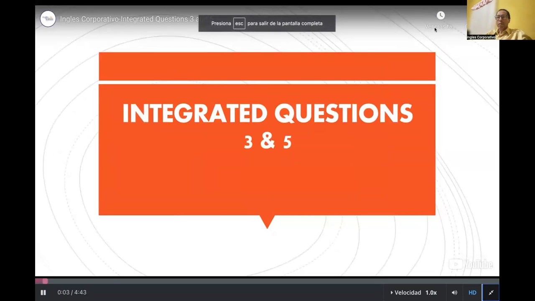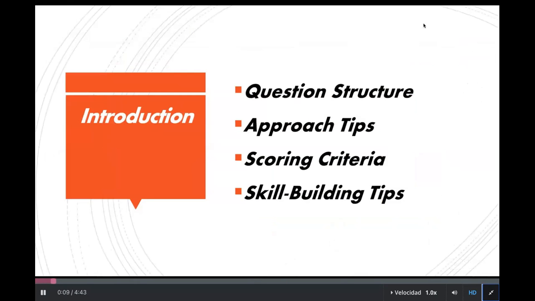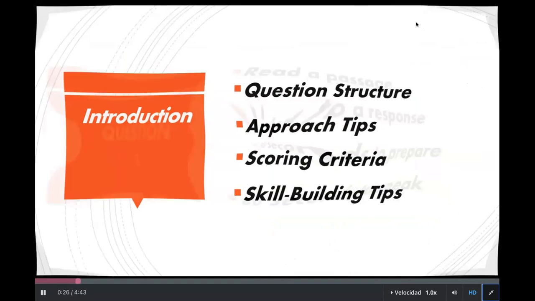Welcome to the speaking section. We'll now go over speaking question 3 and 5. Introduction, question structure, approach tips, scoring criteria, and skill building tips. Here we're going to look at how the questions are structured and what they're asking, how to approach the questions, how your responses are scored, and we'll give you some tips for improving your speaking skills.